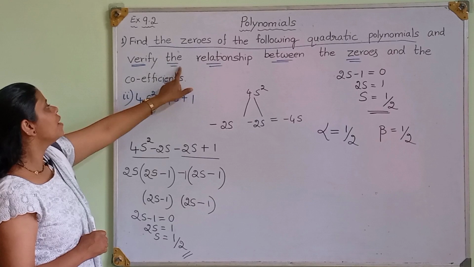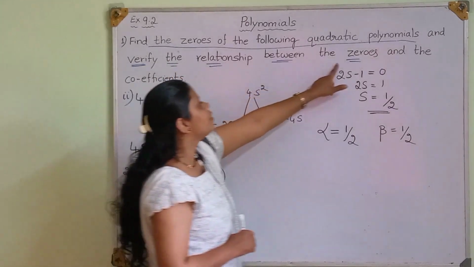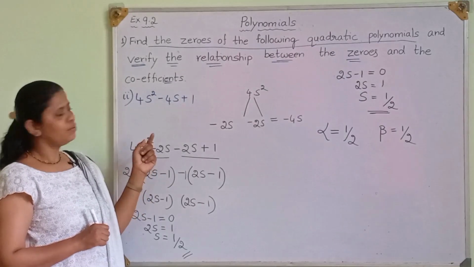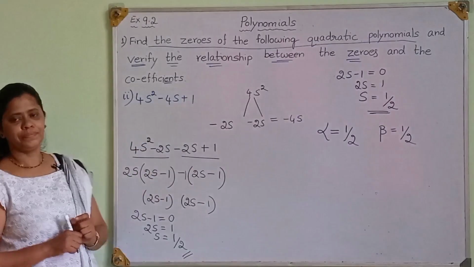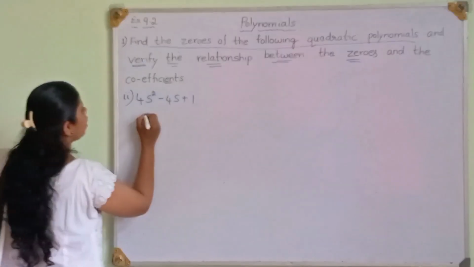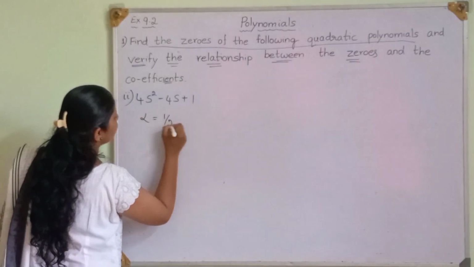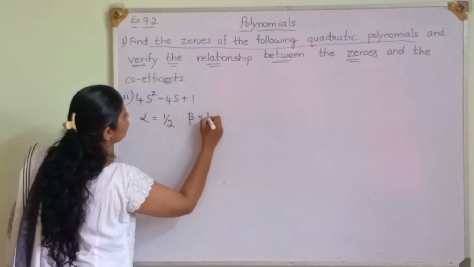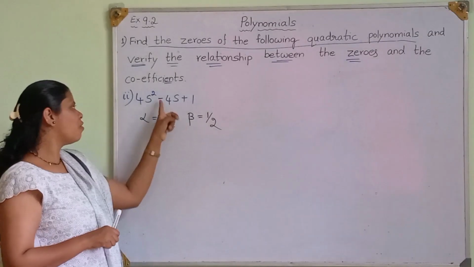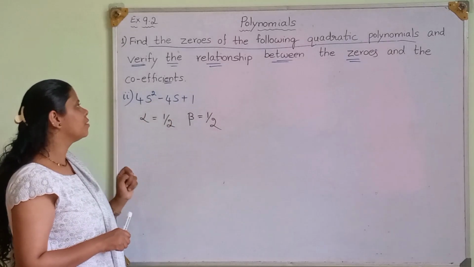That is, verify the relationship between the zeros and the coefficients. Let us do that. Okay. First let me rub this. We know the value of alpha and beta. That is, alpha is equal to 1 by 2 and beta is equal to 1 by 2. These are the zeros of the polynomial of this equation.